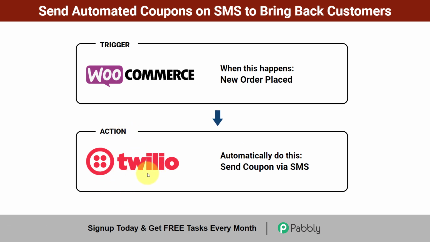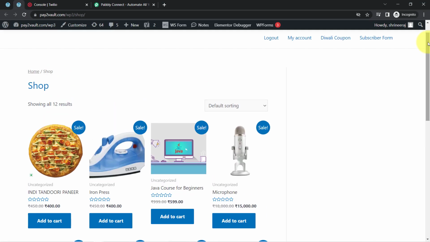So if you also want to start sending the coupons automatically on SMS to your customers, come with me and I will show you how you can set this automation for yourself. So this is my e-commerce store, and after every order placement I would like to generate the coupon code and send the same coupon code via SMS to the customer so that they will come back to my store again and again.